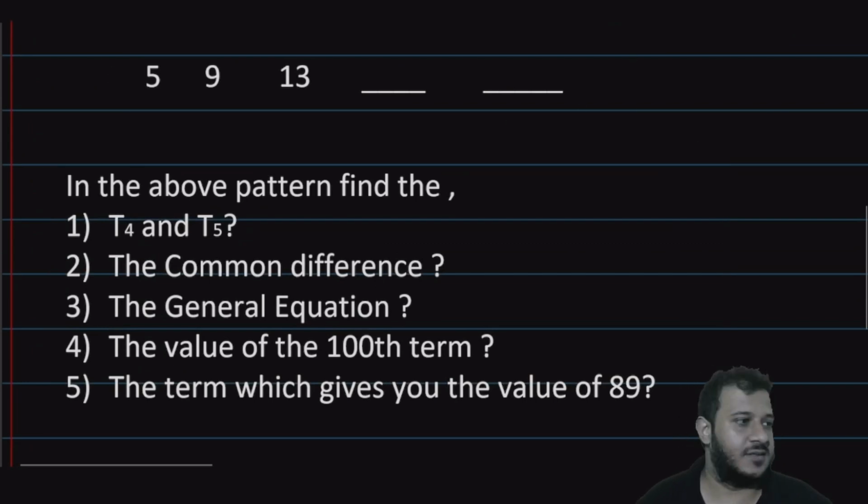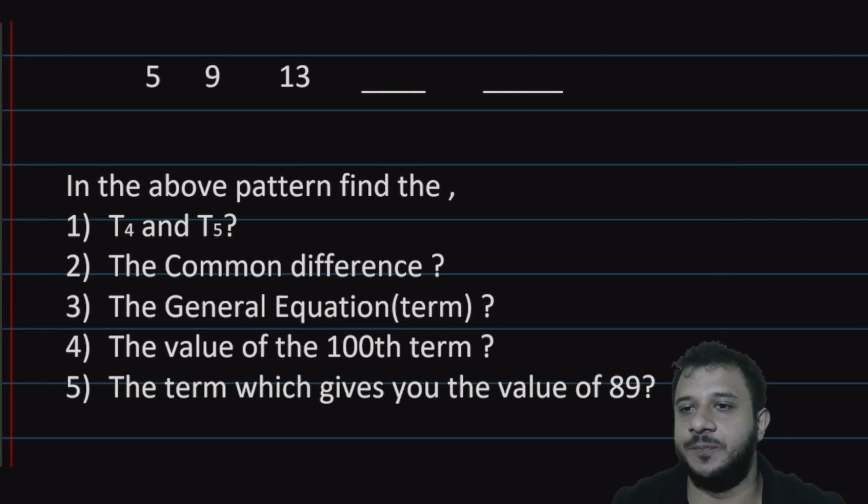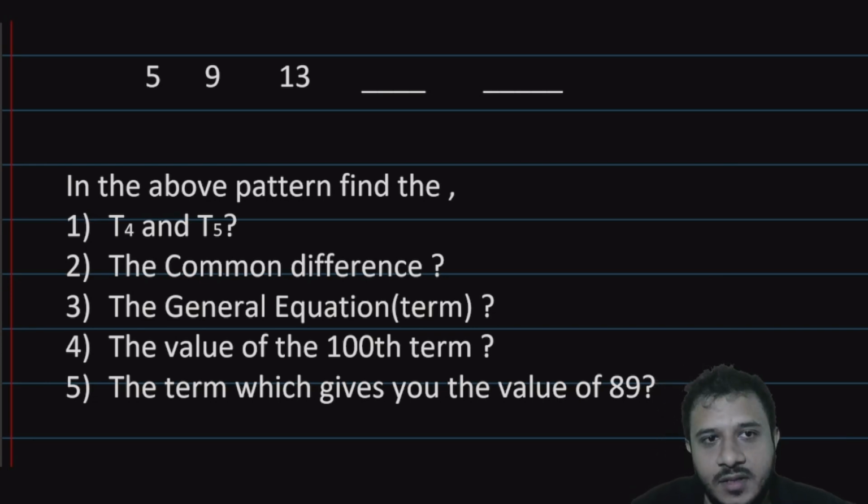Once we do this, we have pretty much the main parts of what we need to know done. Some people call it the general term as well, for the equation. Done with that? Okay. Everybody come here. Now let's have a look. The first question is asking what is T4, T5?